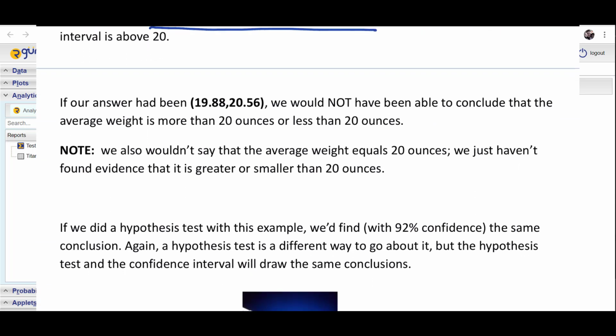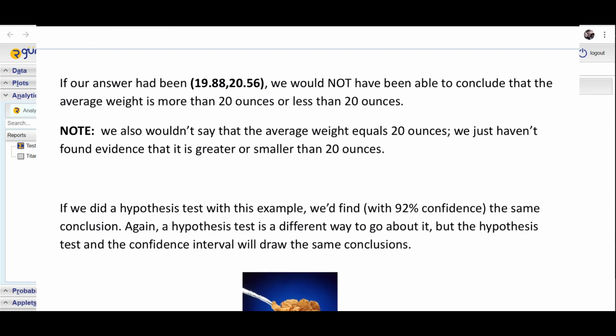Now, if our answer had been 19.88 to 20.56 and the true mean had fell between those two numbers, we wouldn't have been able to make the same conclusion about the machine overfilling, because 20 is included. 20 is within the 19.88 and the 20.56. So we can't conclude that the average weight is more or less than 20 ounces because 20 would be included. So we wouldn't say that the average weight equals 20 ounces.